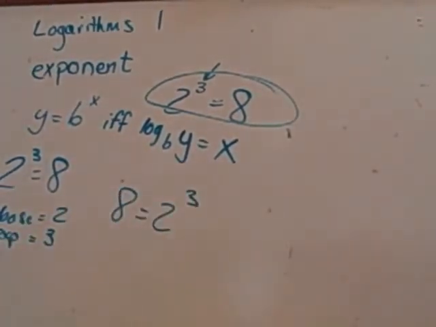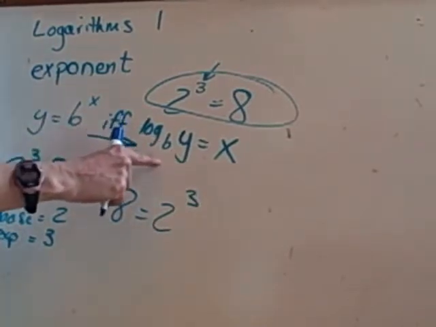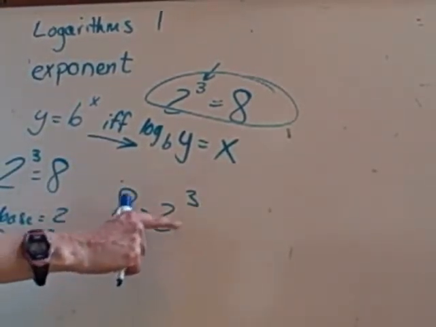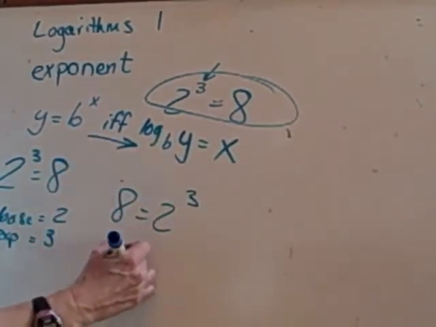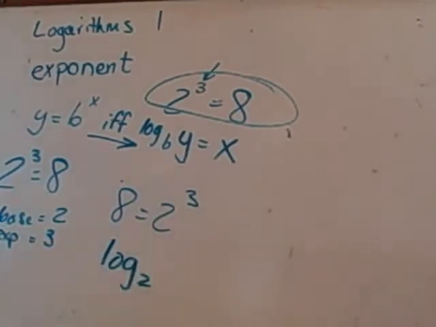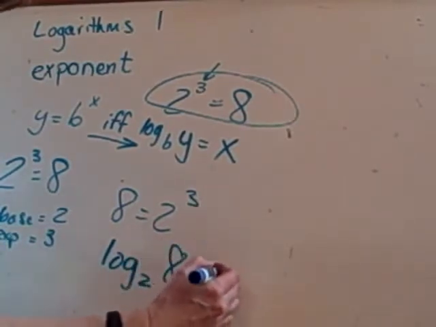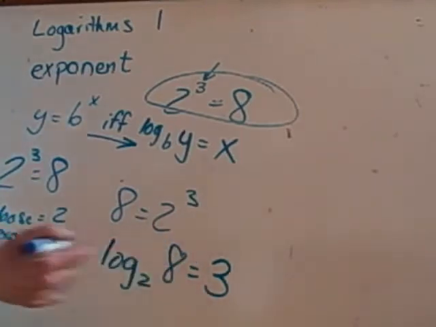If you have it in that setup, then if and only if means that if this is true, then that is true. So we can rewrite 8 equals 2 to the 3 as log base b, and our base is 2, y was 8, equals 3. Basically, the log is the exponent. It's the number that goes in the exponent to make it work.